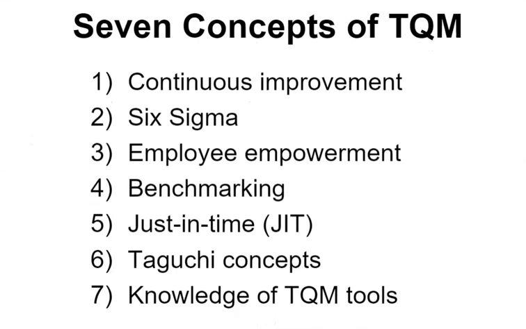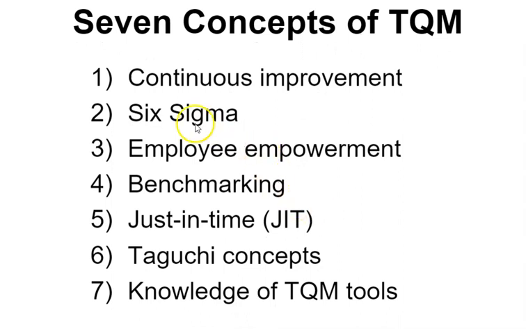Okay, good. Seven concepts of total quality management, or TQM. These are the seven concepts: continuous improvement, Six Sigma, employee improvement, benchmarking, just in time, the Taguchi concept, and knowledge of TQM tools. Let's go over them one by one. Continuous improvement: we did talk about continuous improvement and its importance. It is important to make sure that you're improving your processes. If today your business is successful and happy, you have good sales, good profit, that does not mean tomorrow it's going to be the same. There are competitors out there that are going to take your customers, take your revenue, and you will go out of business if you don't keep improving and changing toward positive and higher productivity.